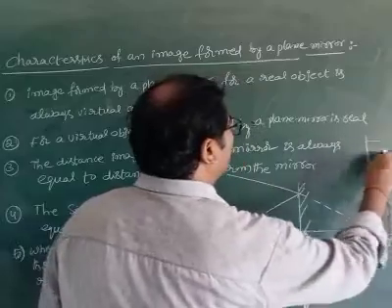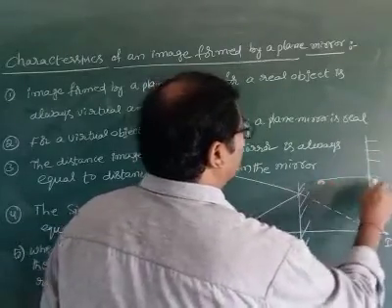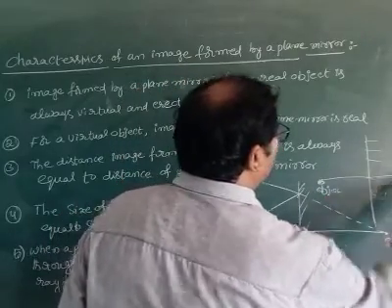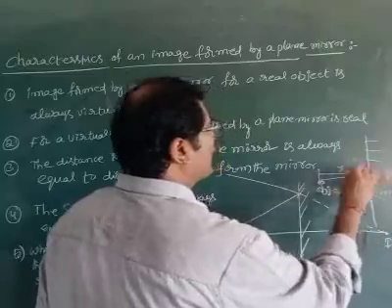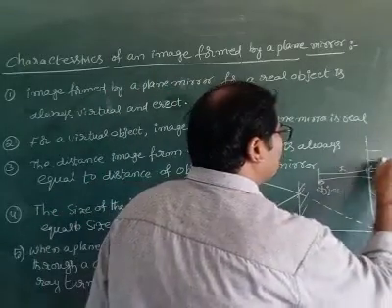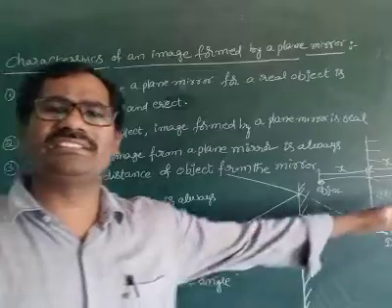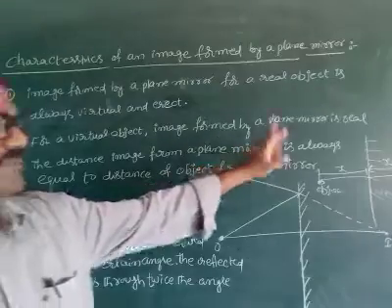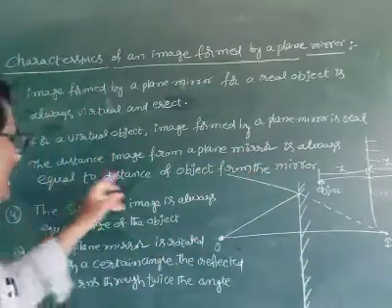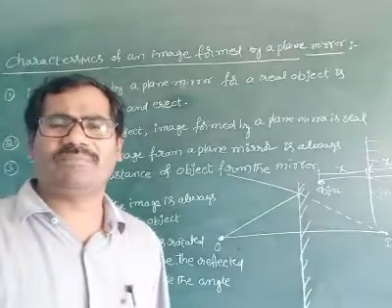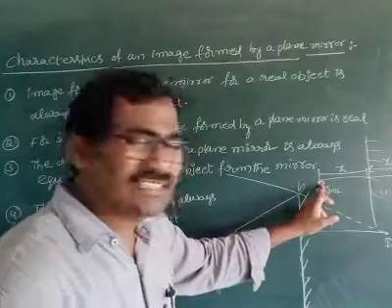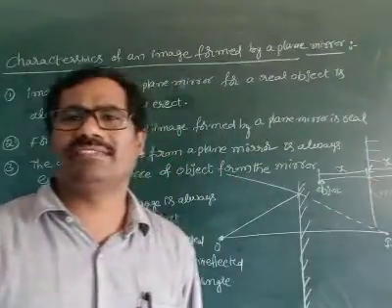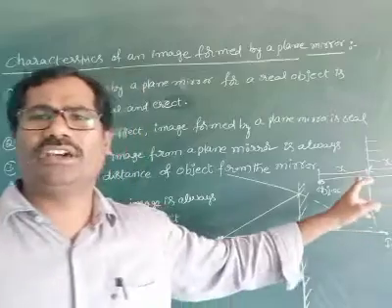For example, with the mirror and the real object, it forms a virtual image. The distance between the plane mirror and the object is x. The mirror-to-image distance is also equal, the same distance. The distance of the image from a plane mirror is always equal to the distance of the object from the mirror. That means the distance between object and mirror equals the distance between mirror and image. Both are equal.